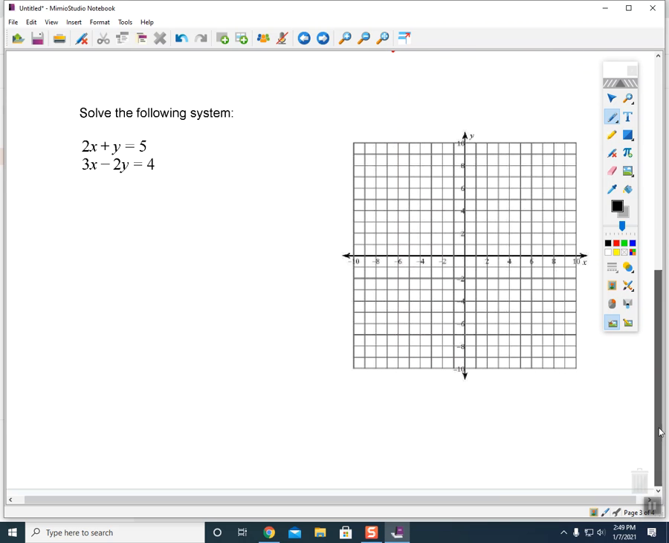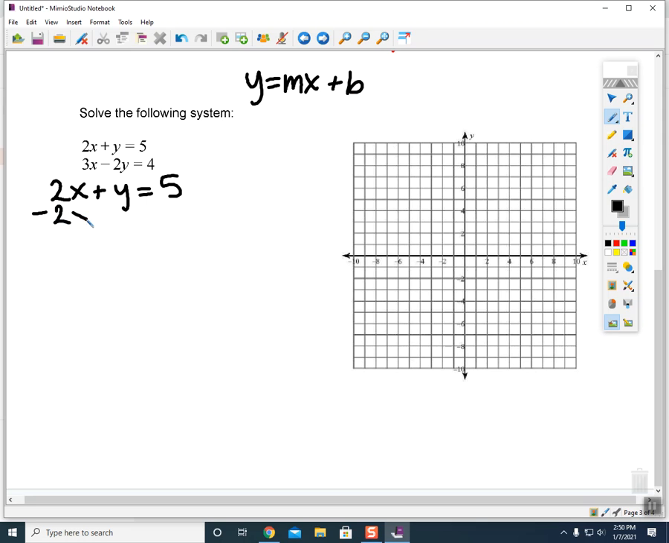This one might feel a little bit trickier, because it's not exactly in slope-intercept form yet, right? So we're going to have to fix that. My first equation is 2x plus y equals 5. I want it to look like y equals mx plus b, right? So I want to get y by itself. I'm going to do that by subtracting 2x from both sides. So then I'll have y equals 5 minus 2x. That's it. Here's my first equation.